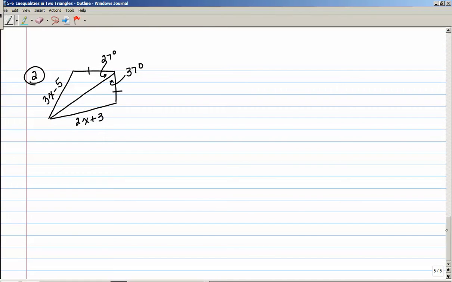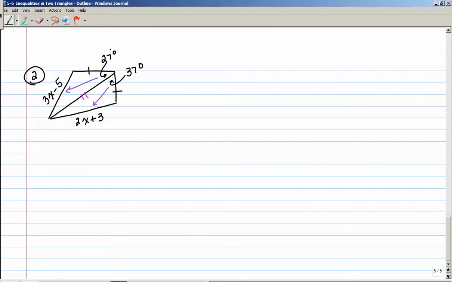And let's take a look at this example here. Here we have a triangle, again, that shares a side. So we have our SAS inequality going on here. And the 27-degree angle is opposite the side that's labeled 3x minus 5. The 37-degree angle is opposite the side that's labeled 2x plus 3.